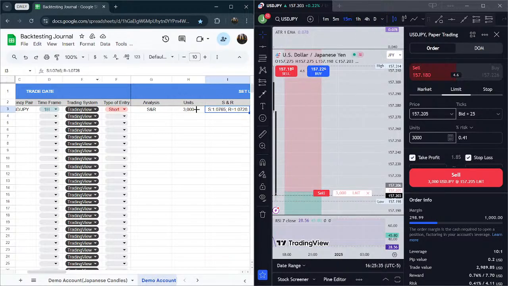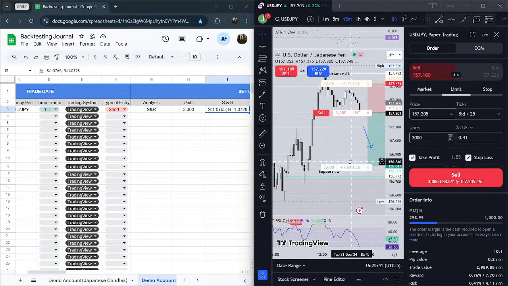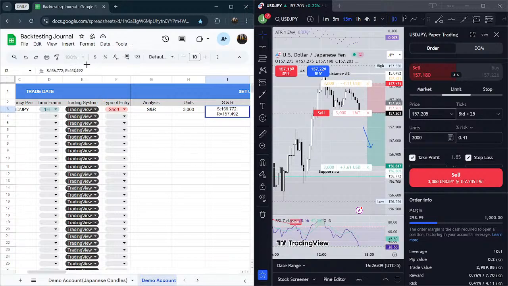Core resistance is a 3-hit chart view. Classic. 3,000 units.